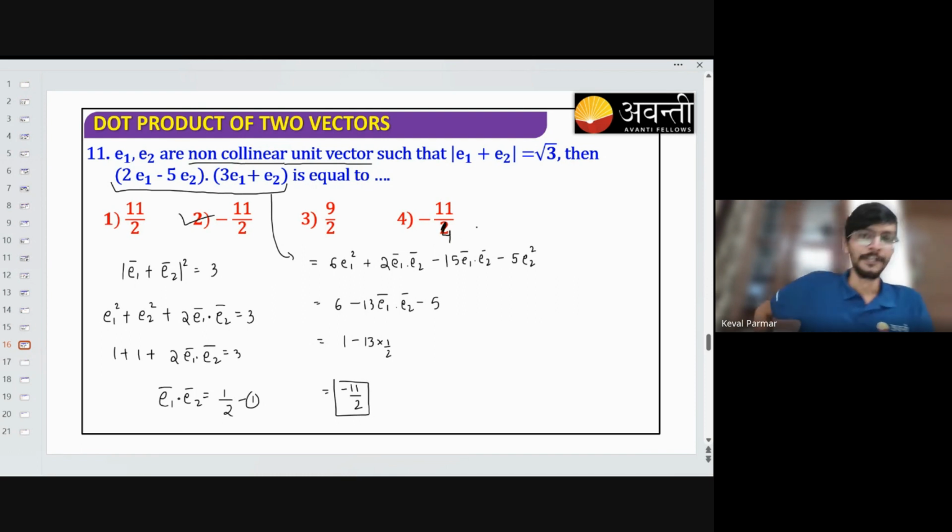Correct, guys? So I hope you got how to solve these types of questions on dot product. Let me tell you very clearly, if you felt comfortable during the lecture solving all these questions, then I would like to tell you congratulations. You have mastered dot product up to JEE Mains and you can now focus on other concepts. No need to do dot product for now.